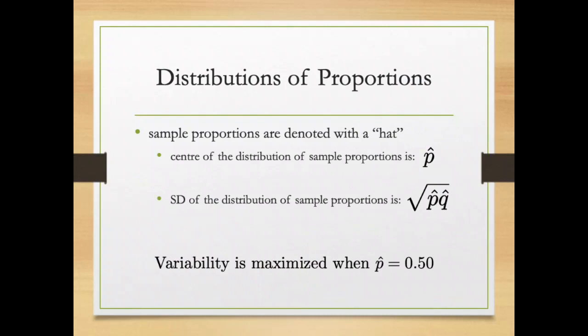This led us to the important realization that because of the way that the standard deviation of the sample distribution is calculated, variability will be maximized when p hat equals 0.5. Try a few numbers to see why this would be. If p hat were equal to 0.4, then q hat would be equal to 0.6, and the standard deviation would be equal to the square root of 0.24. If p hat were equal to 0.3, then q hat would be equal to 0.7, and the standard deviation would be equal to the square root of 0.21.